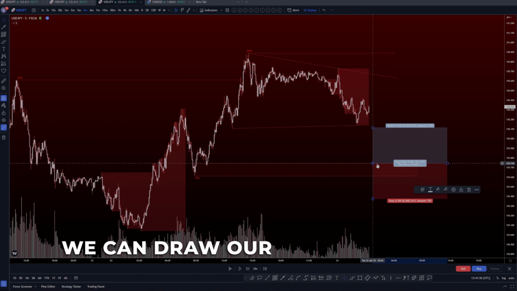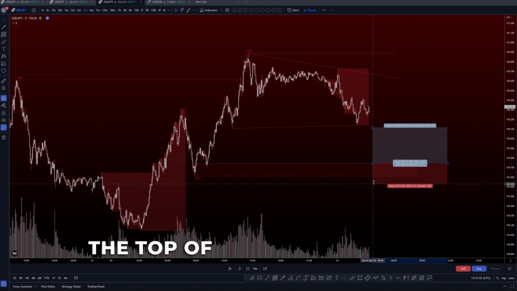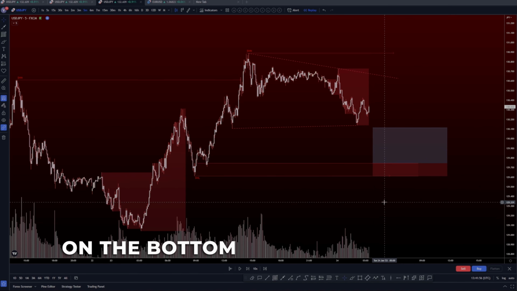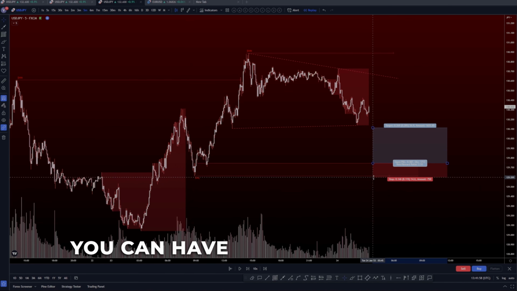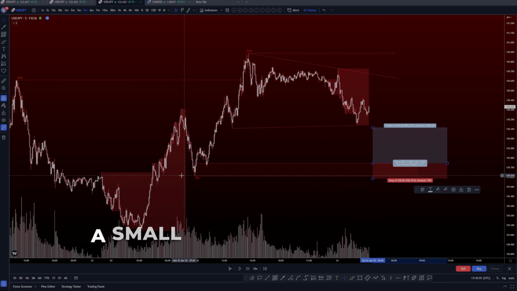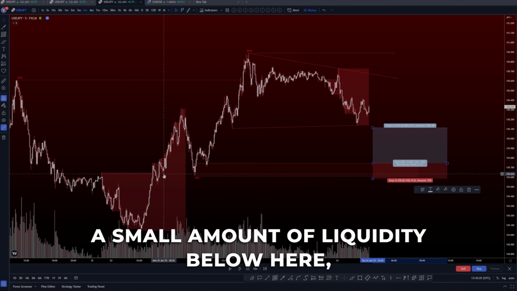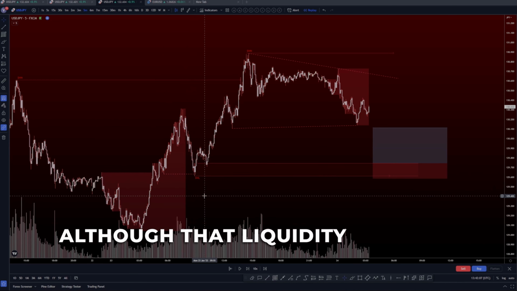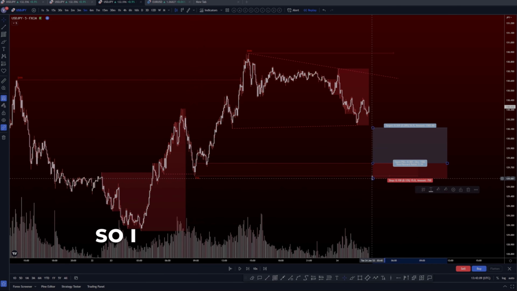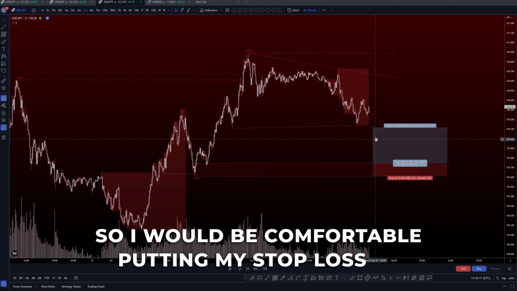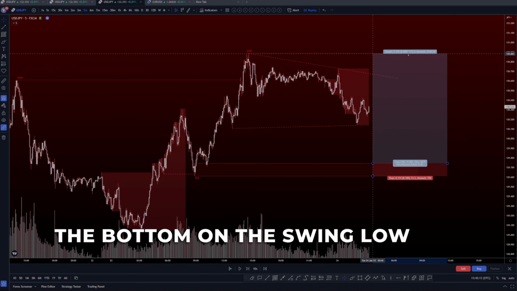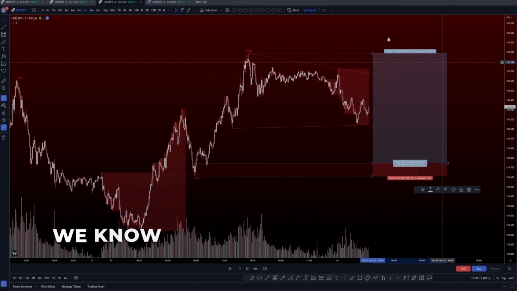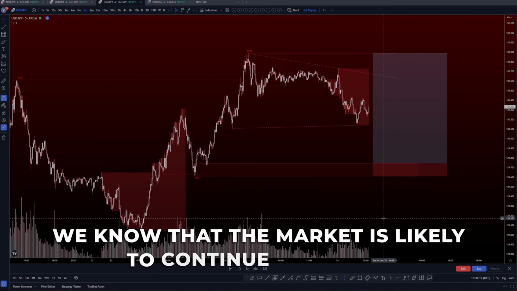We can draw our entry point on the top of the demand zone. And you can also put your stop loss on the bottom at the swing low. You can have it slightly below. We can see that there will be a small amount of liquidity below here, although that liquidity has been swept slightly. So I would be comfortable putting my stop loss at the bottom on the swing low, and we can target the swing high as we know the momentum is bullish. We know that the market is likely to continue upwards.